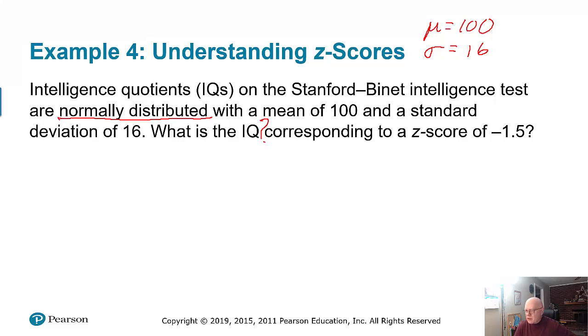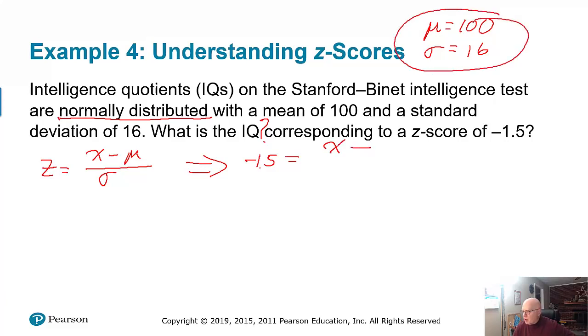Well, let's go back to the formula. Z equals x, for the data item, minus the mean, divided by the standard deviation. Okay, what does that mean? Well, the z-score in this case is negative 1.5, equals the x-score, which we don't know. We're going to find that. The mu, right up here, 100.